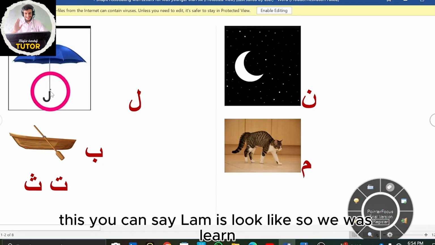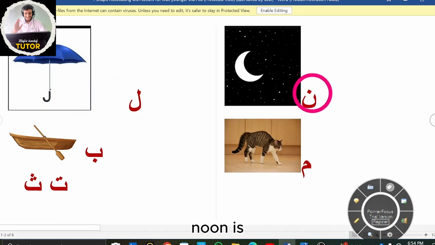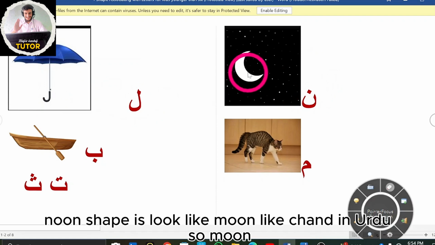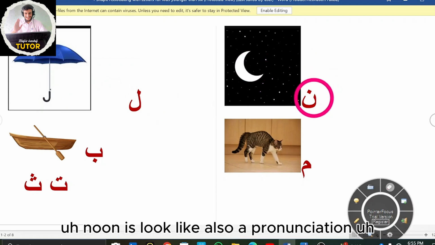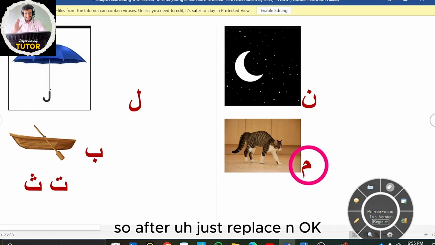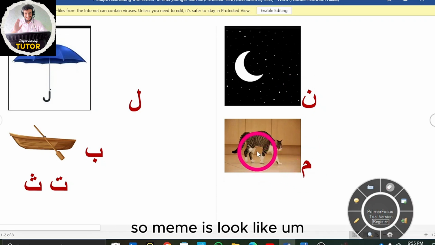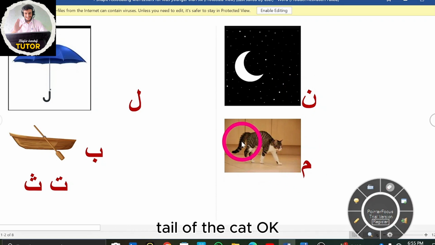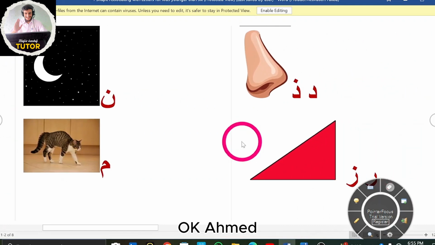After that, Lam looks like the handle of an umbrella. Noon's shape looks like the moon, like Chand in Urdu, and its pronunciation also sounds like moon, noon, just replace the M with N. Meem looks like the tail of a cat.